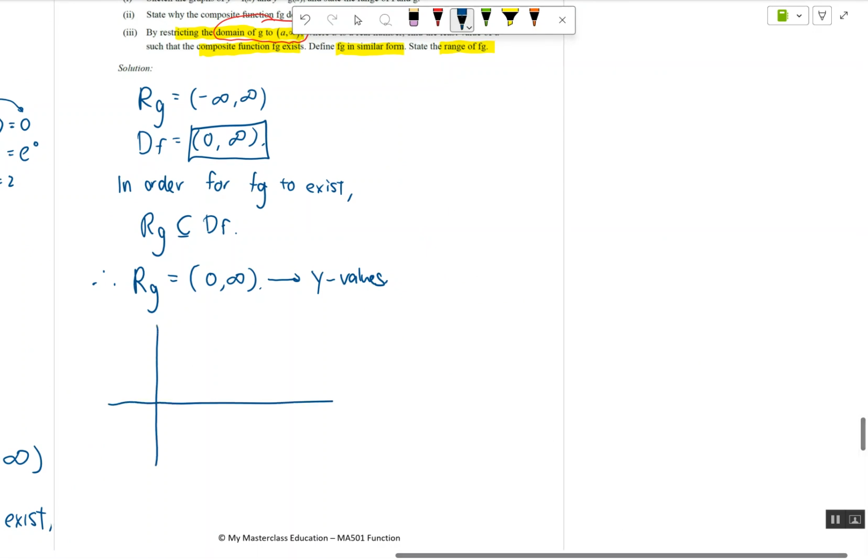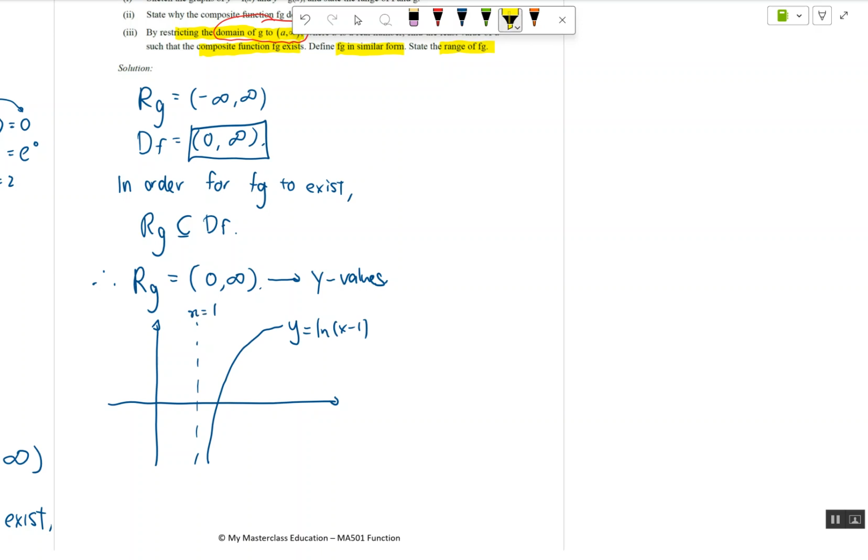I'm just going to draw this graph over here, which we have drawn already. g is y equals ln x minus 1. Here is x equals 1. I only want the range of g to be from 0 to infinity. The x-intercept is 2. Range 0 to infinity means I'm only interested in this part of the graph, because I'm talking about the y values. So what would be the domain of g for this yellow part? Domain is talking about the x values.